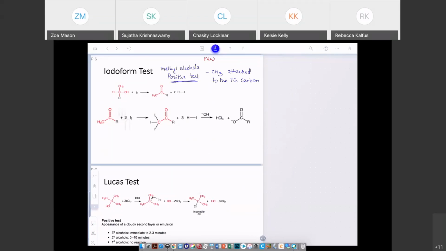It's a positive test for alcohols if a methyl group is attached to the functional group carbon. So right here is your functional group carbon, and you can see a methyl group attached. We need that methyl group to get this positive test for iodoform. The positive test is you get a yellow precipitate. This yellow precipitate is iodoform, and this is your positive test.